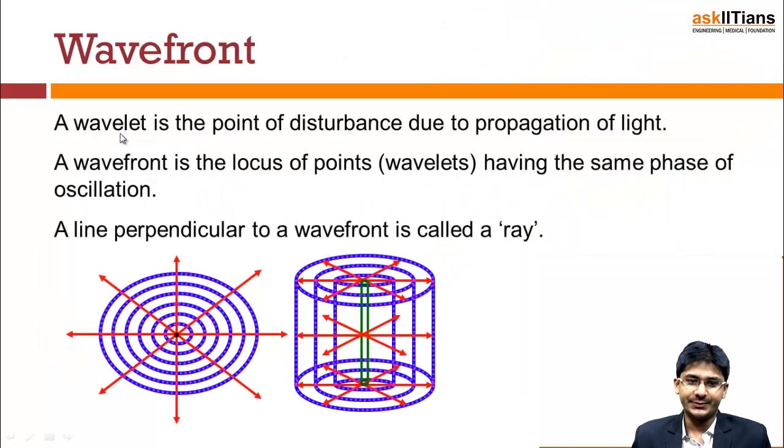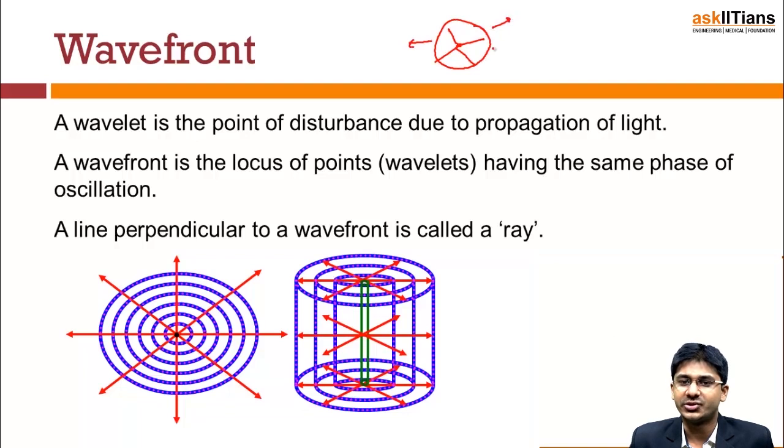Now what is a wavelet? A wavelet is the point of disturbance due to propagation of light, means how the wave is propagating. When you have the source here, it emits light, right? This is a wavefront. Now how does the wave proceed from here in all the directions? At a later time the wave will be like this. How does the wave reach here? All the points that you see here, they all act as a source of secondary wavefront, or you can simply say a source of wave. So from here the wave will originate.